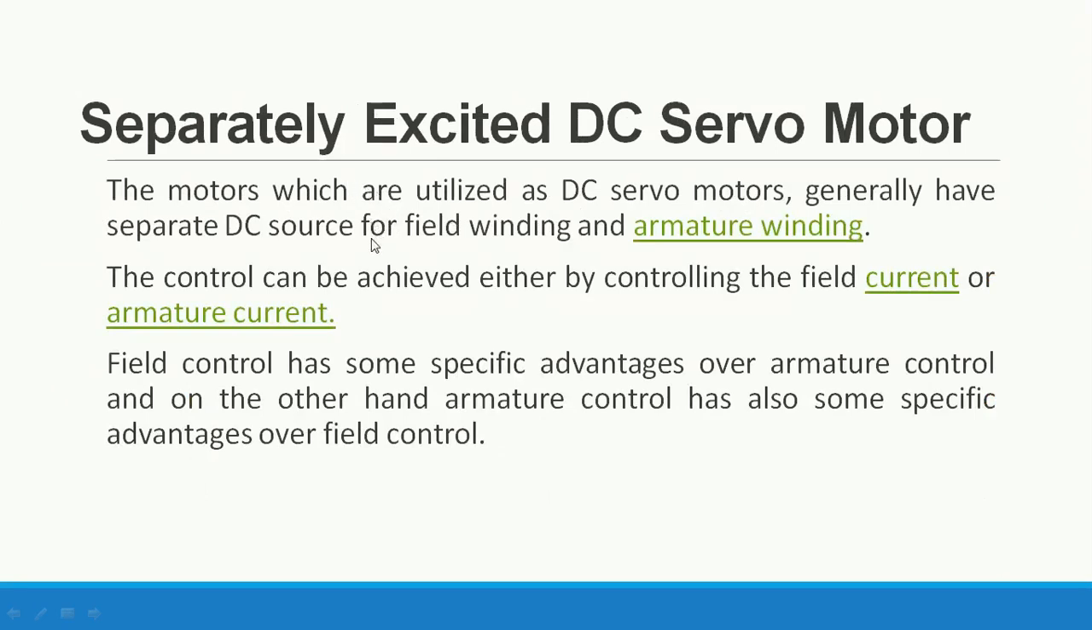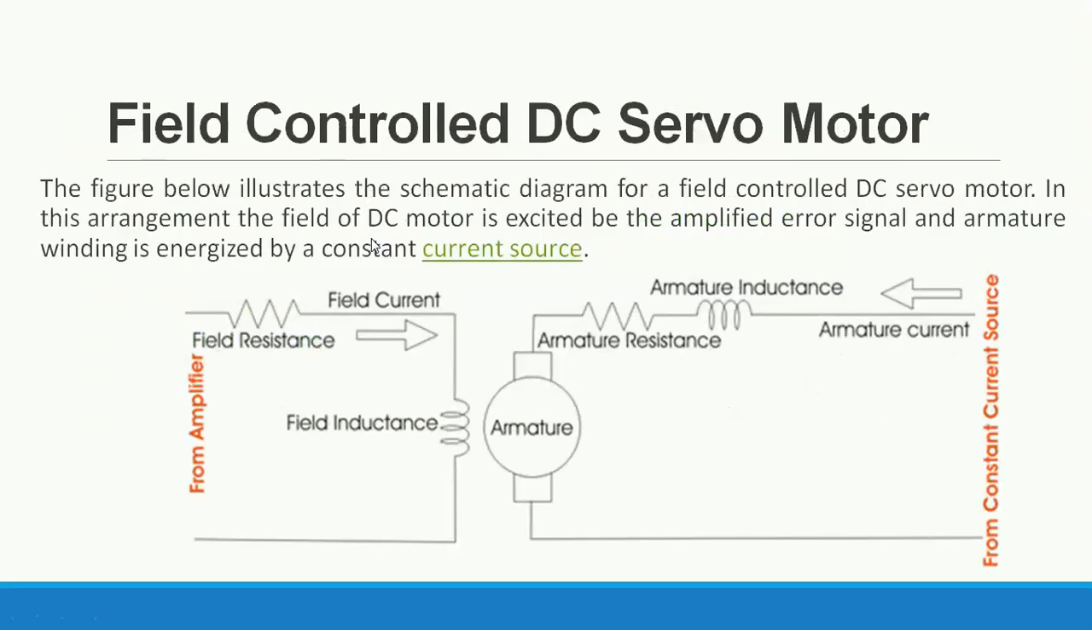So separately excited means your field winding and armature winding will have separate DC sources. We will not be using any kind of AC, alternating current, here. The figure shows a field controlled DC servo motor, and the arrangement is like this. There is a field inductance, that is your field winding, then there is your armature winding.